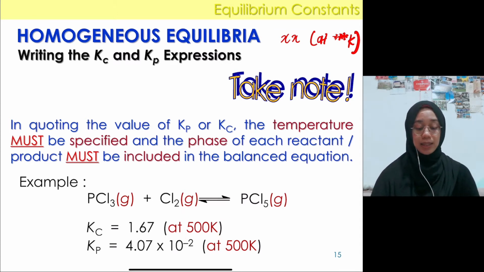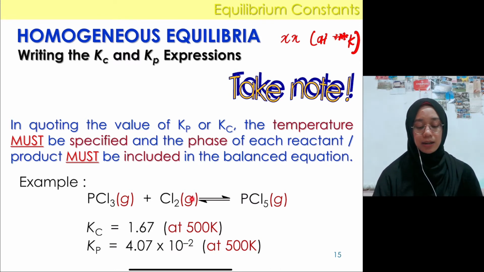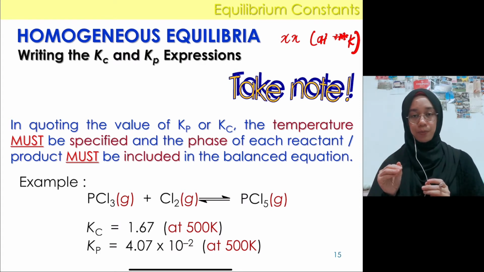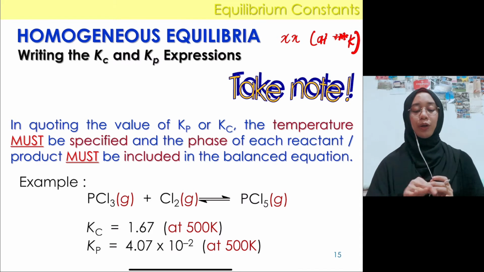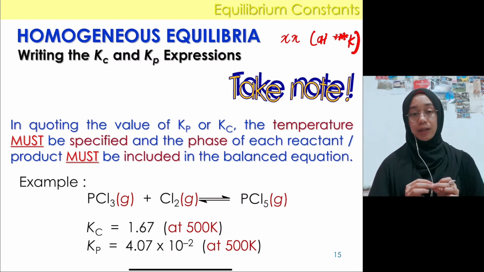ataupun Kc. Okay, and then dekat equation pula, you have to include the phases of each reactant and also the product. Okay, so macam ni ada gas ni kan, so kena tuliskan. So dekat sini pentinglah sebenarnya phase tu. Okay, phase tu akan main peranan sebenarnya. Mungkin untuk homogeneous equilibrium ni kamu tak nampak sangat, but later on kita akan belajar pasal heterogeneous equilibria.